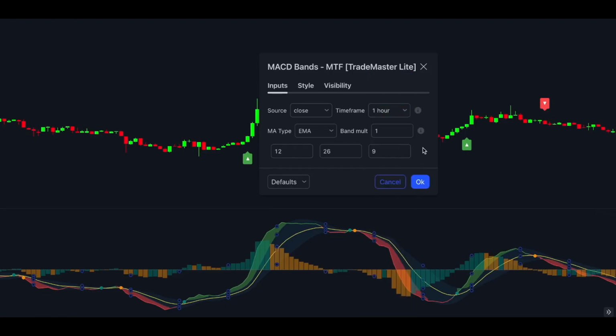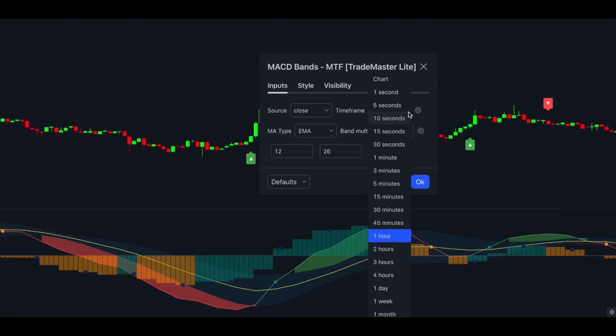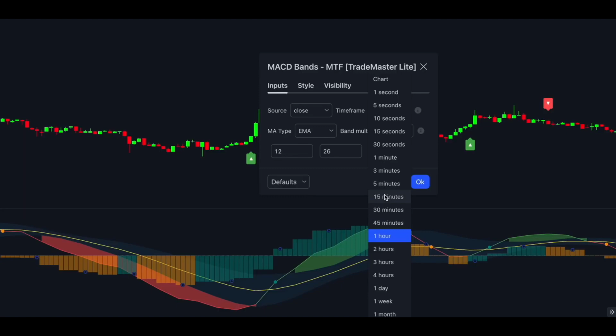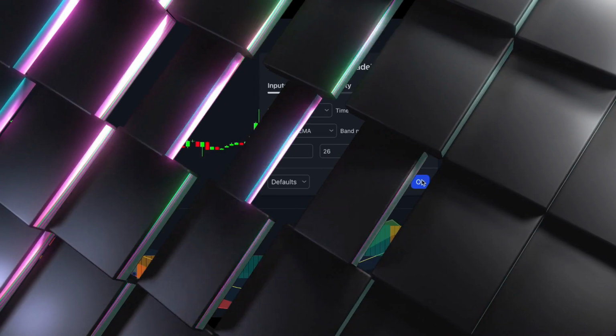This change will smooth out the MACD. The indicator will become less responsive to sudden price movements. My recommendation is to set the MACD 2 time frames higher than the current one. For example, if you use a 5-minute chart, set the MACD time frame to 45 minutes. If you're on a 15-minute chart, set the MACD time frame to 1 hour. However, you can experiment with the settings to find even better ones.